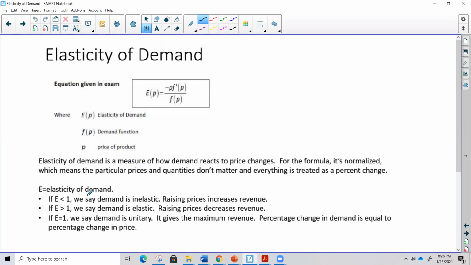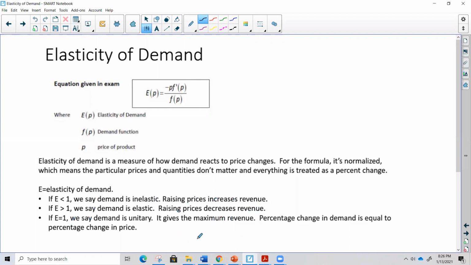And so E stands for the elasticity of demand, and we have three cases. We always compare our E of P value to 1. If E is less than 1, we say the demand is inelastic, which means if we raised prices, revenue would still increase. If E is greater than 1, we say the demand is elastic, and that means raising prices decreases revenue. And if E equals 1, we say the demand is unitary.